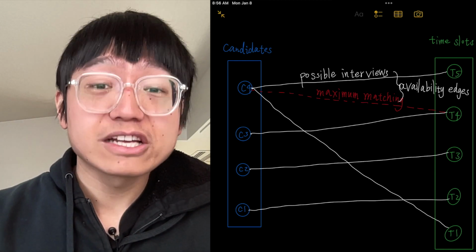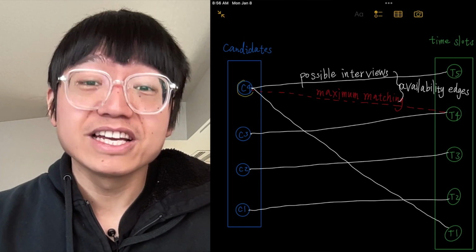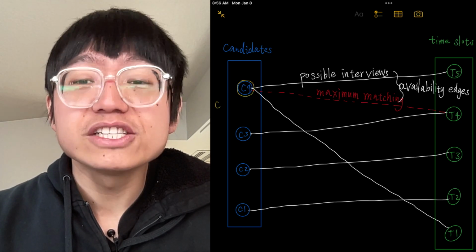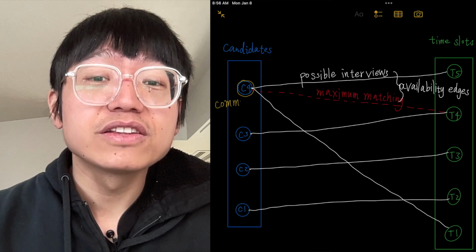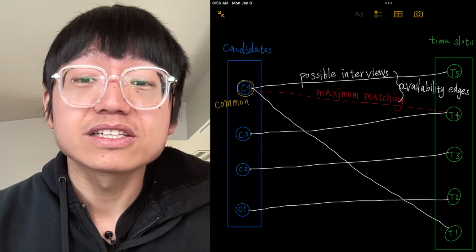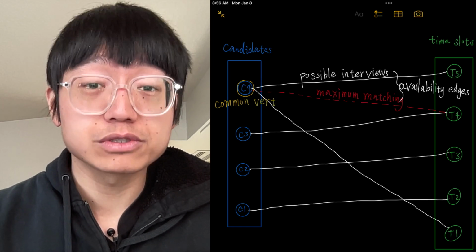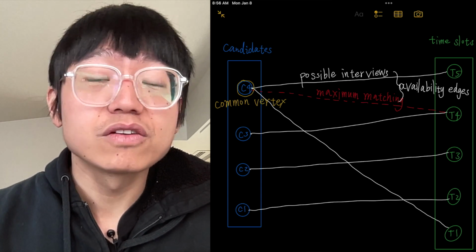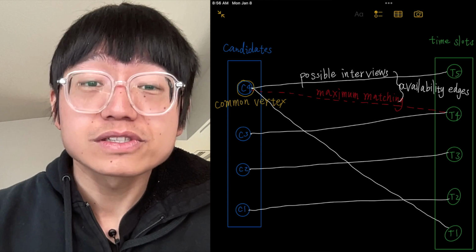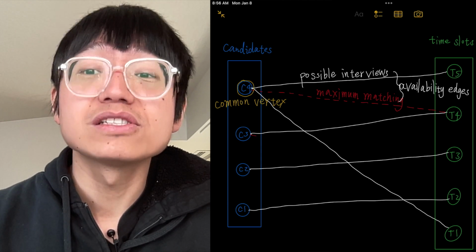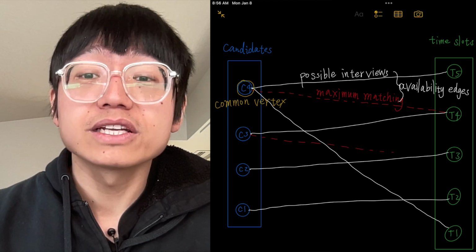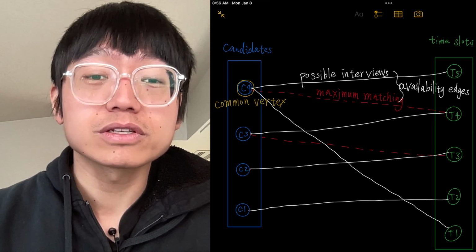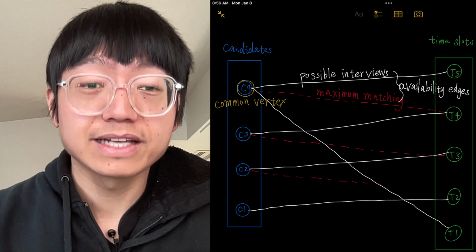We are looking for a matching which is a subset of edges, such that no two edges share a common vertex. This ensures that no candidate is scheduled for more than one time slot, and no time slot has more than one candidate. So this configuration ensures that the maximum number of candidates are interviewed while respecting the constraint that each time slot can only have one candidate.